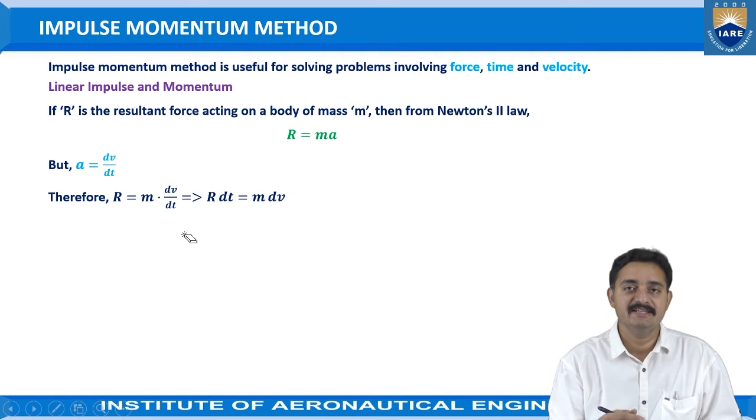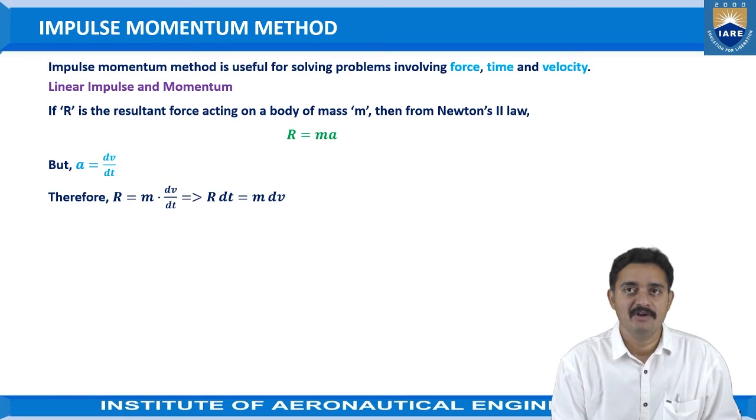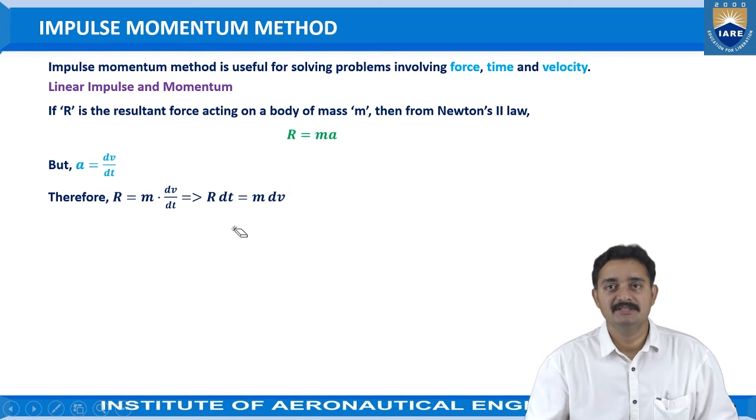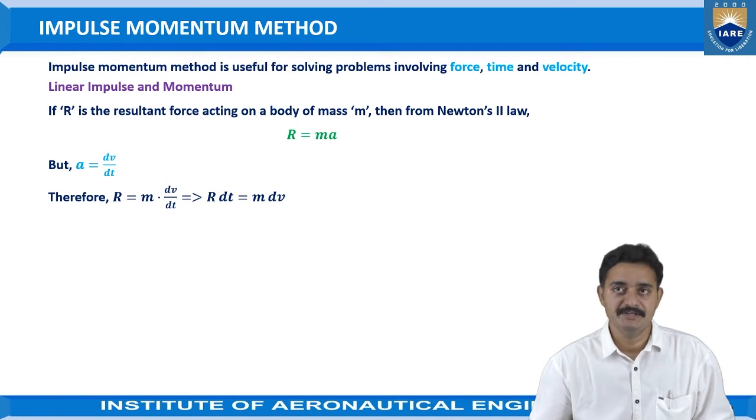So now again, in the next step simplified, how we have achieved this equation is, we are changing this denominator term to the left hand side. So we have obtained R into dt is equal to m into dv. As an end result, we can obtain R into dt is equal to m into dv.